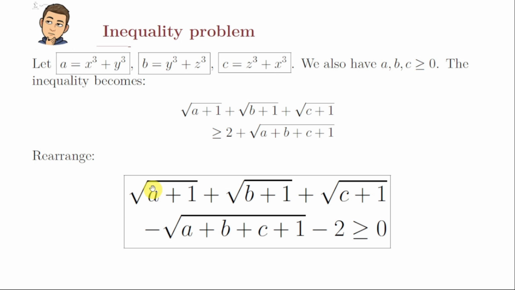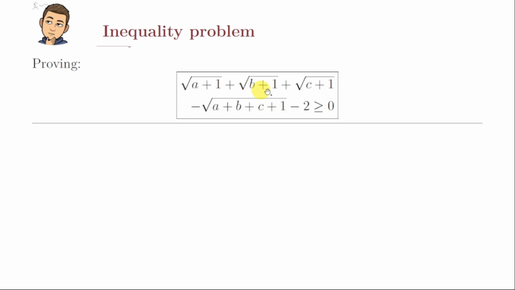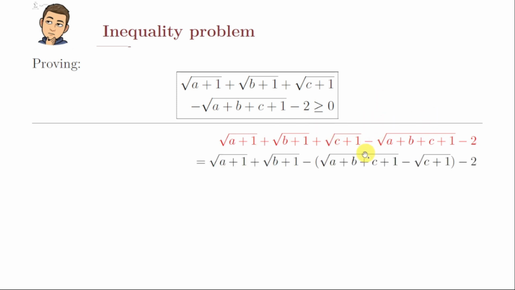Since this involves many square roots, it might be useful for us to use the multiplication of conjugates. So let us see what I mean. We want to prove this inequality. First I will analyze the left hand side. We try to change the left hand side such that it is clear that all of this is non-negative. So first I group the square root of c plus 1 with the square root of a plus b plus c plus 1. We have this.